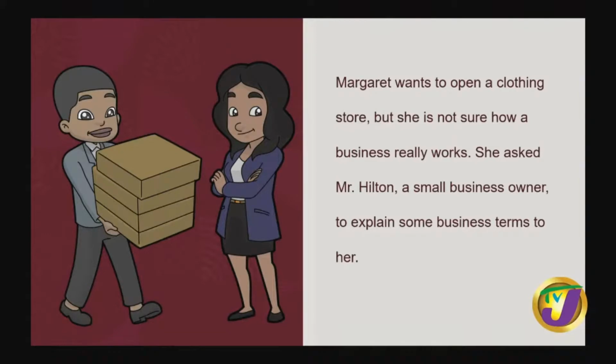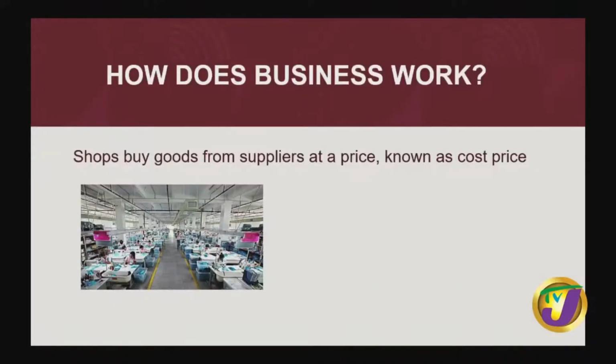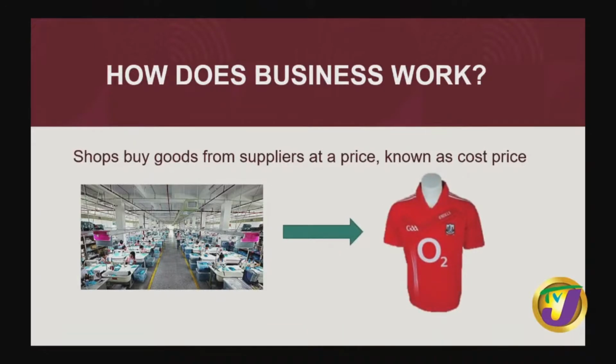So, Mr. Price, how does a business work? Well, shops buy goods from suppliers at a price known as cost price. So when we look at cost price, it is pertaining to the actual merchant, the business, those organizations. In this picture here, I can see that we may have a little factory, and I may purchase something from this factory. This factory produces jerseys, and I bought a jersey from this factory.